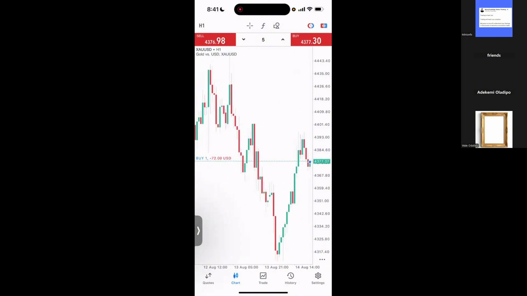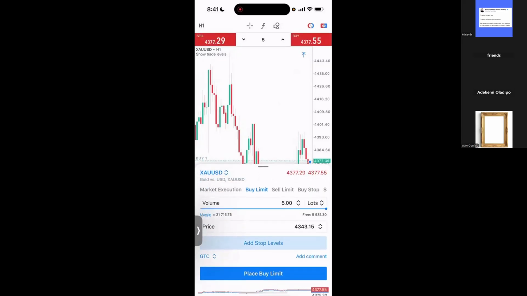If I want to set the buy limit and the sell limit, what button do I press here? You click on the circle button beside the rectangle, the circle button that has red and blue color.